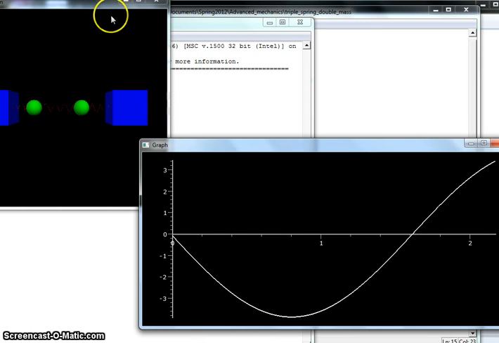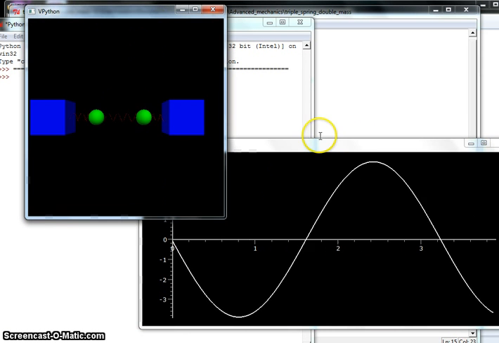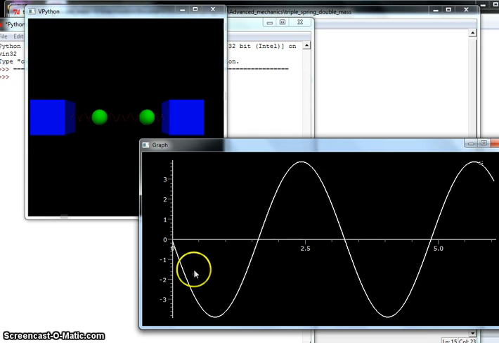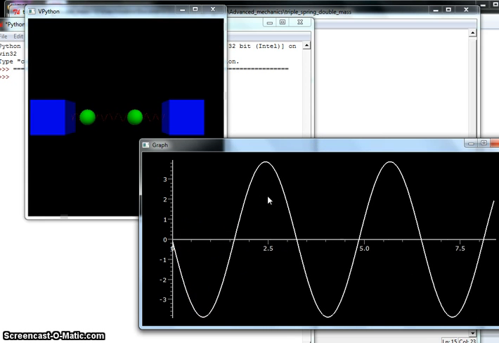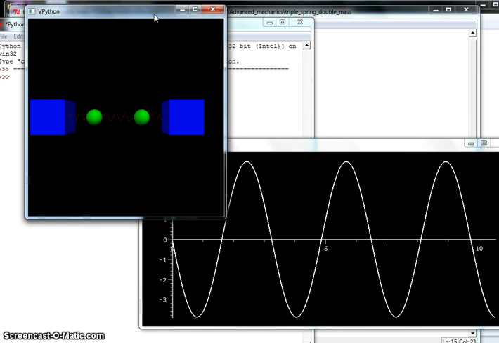Okay, this is the first normal mode, and as you can see, it seems like there's only one graph, but that is two graphs exactly coinciding with each other. That means they are in phase with each other.